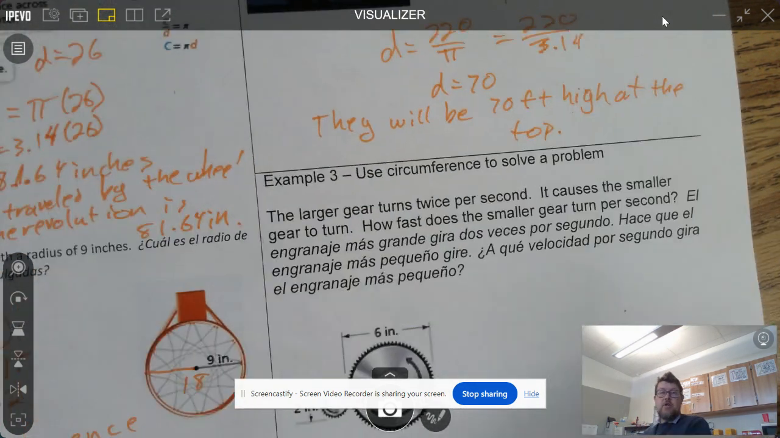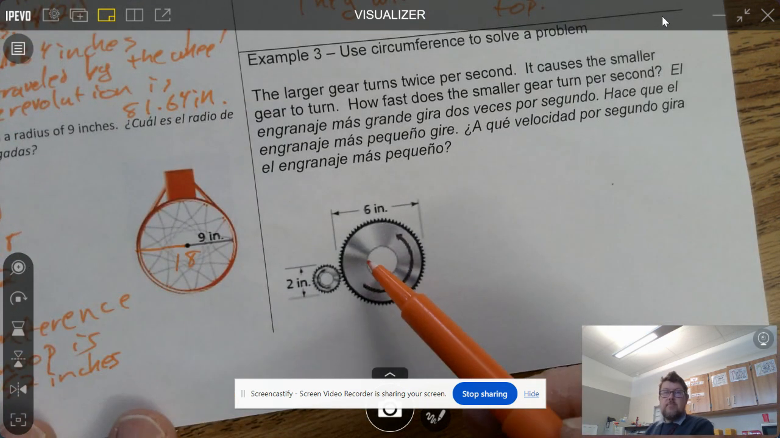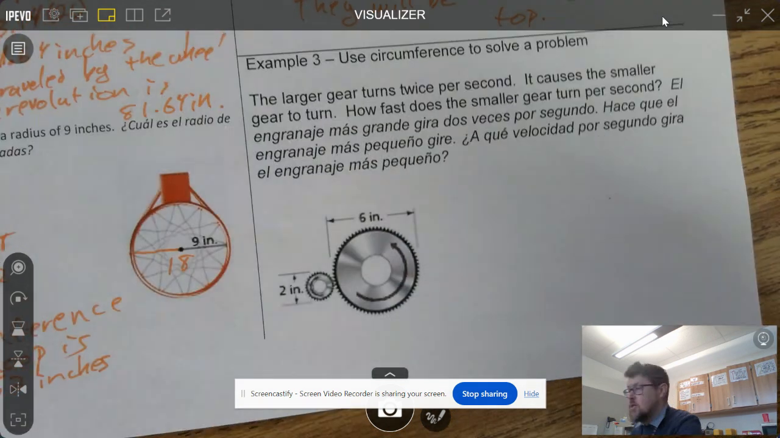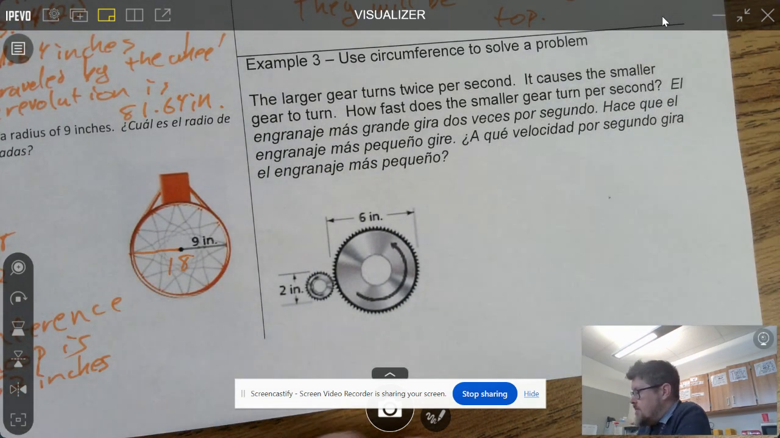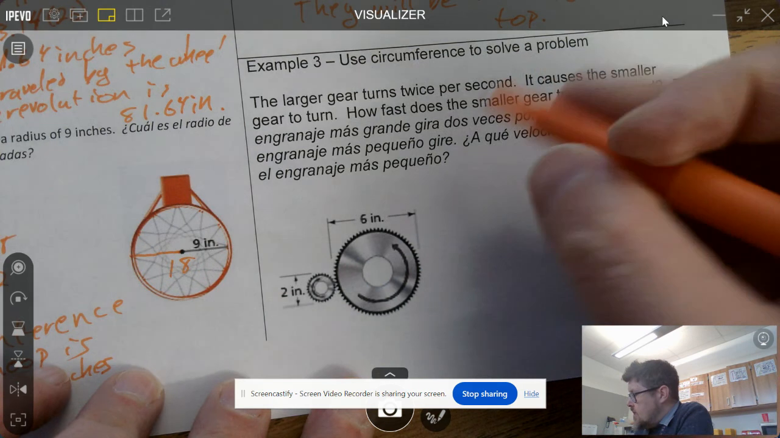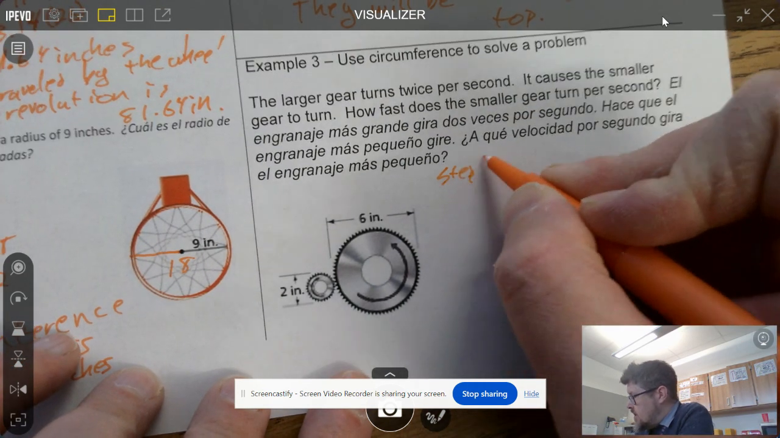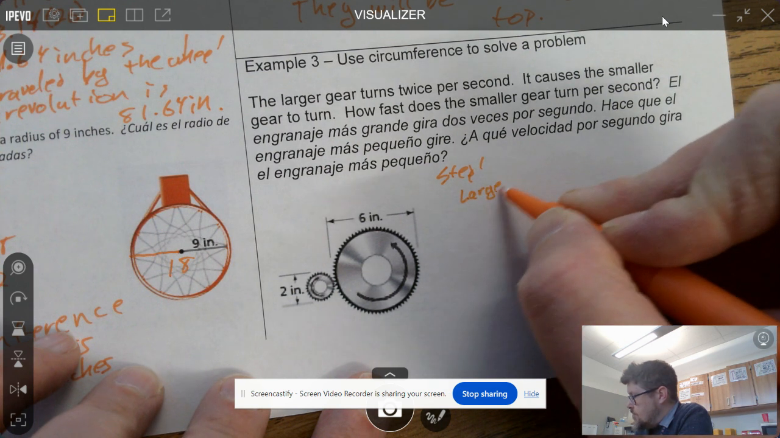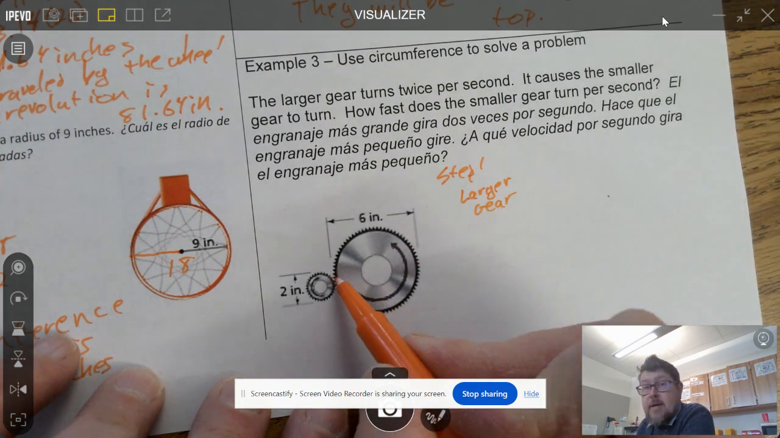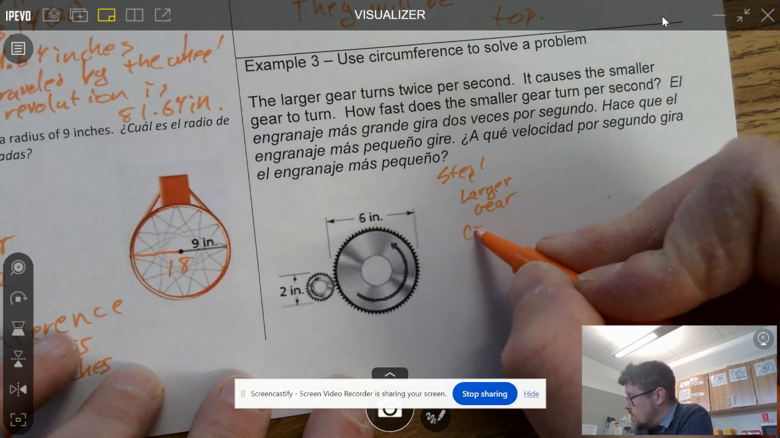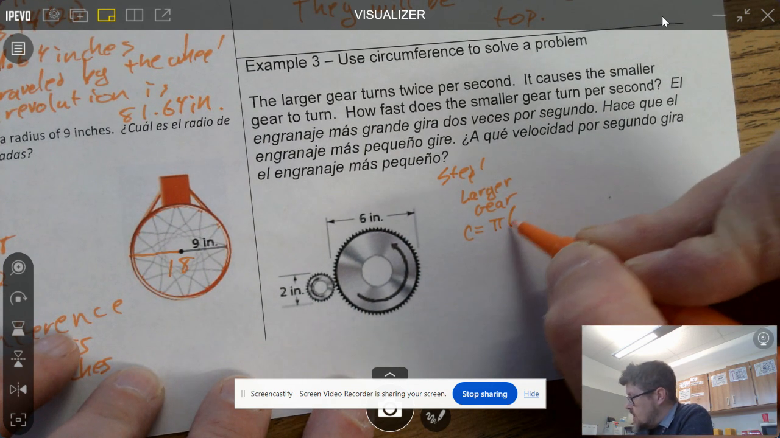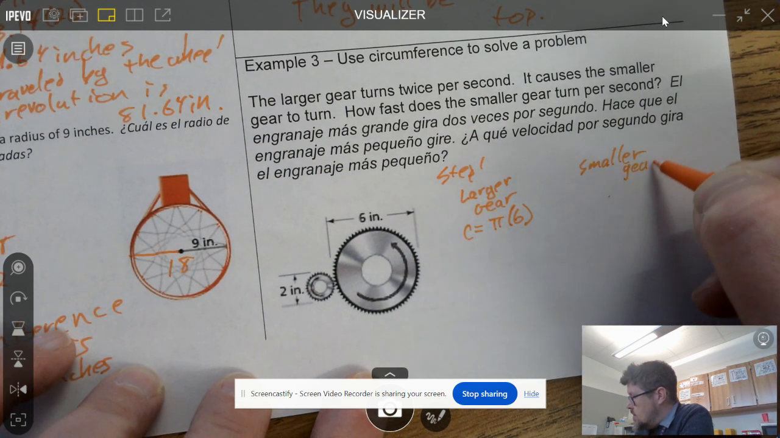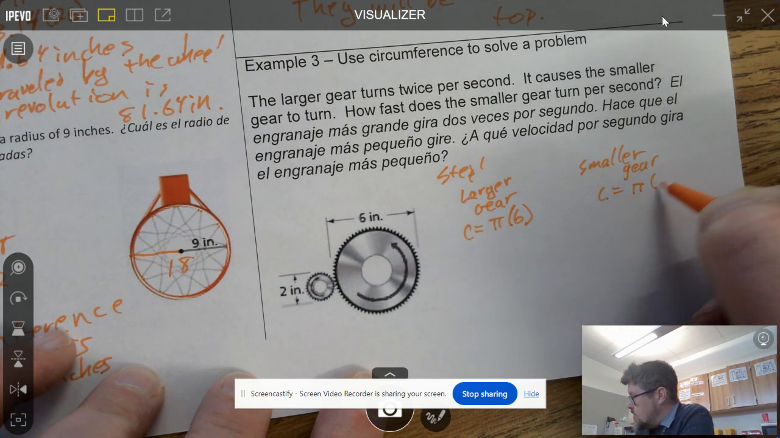Okay. The larger gear turns twice per second. So right here, it causes the smaller gear to turn. How fast does the smaller gear turn per second? This is a few steps right here. So basically we need to find the circumference of each one. So step one is going to be the circumference of the larger gear. We have the diameter, right? So it's C equals pi times the diameter of 6, and then the smaller gear is C equals pi times 2.